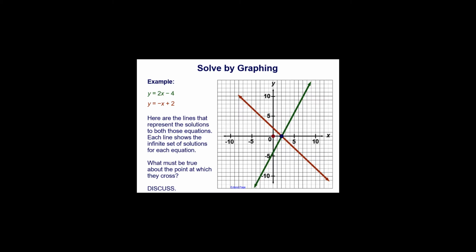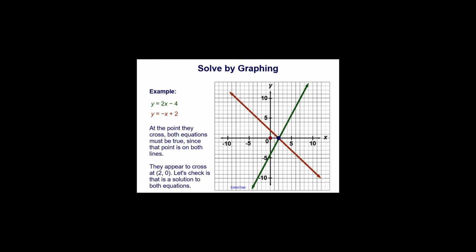Now, what must be true about the point at which they cross? Let's discuss. We know that the point is on both lines. So think about what that means for the equation. Think about what that means for that specific point where they cross. At the point they cross, both equations must be true since that point is on both lines. So they appear to cross at (2, 0). So let's check that that is a solution to both equations.